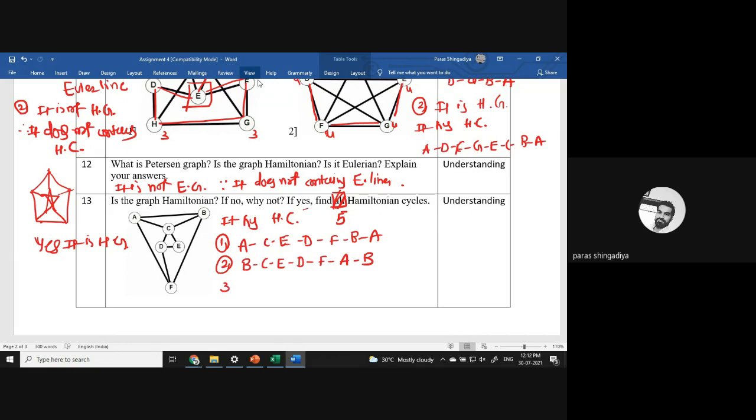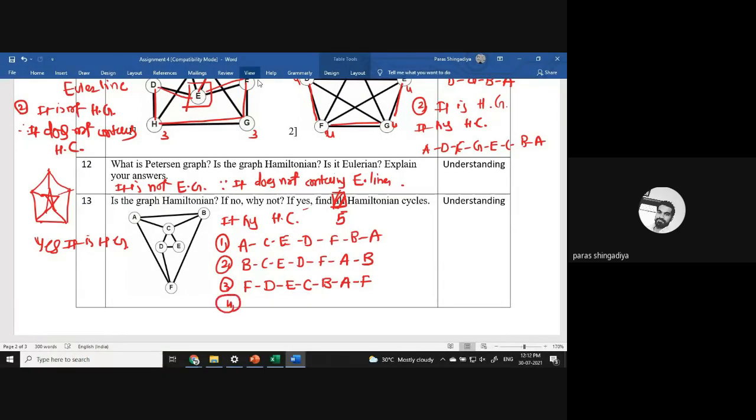And now just consider another one. Let's start with F. We will start from F: F to D, D to E, E to C. Okay, now from C exit to B, B to A, and A to F. Okay, that is another one.